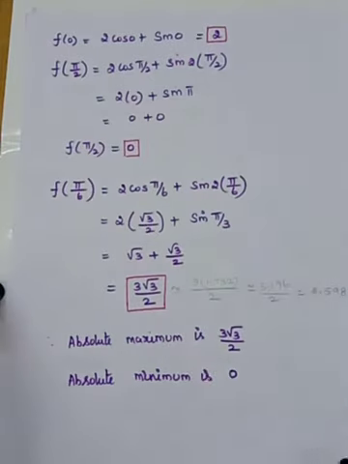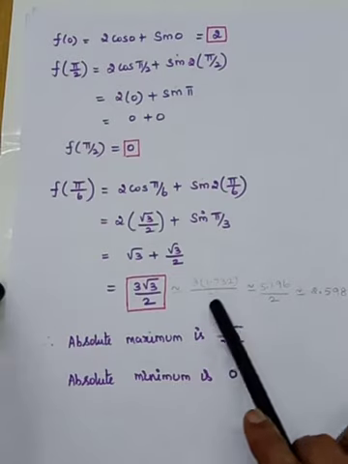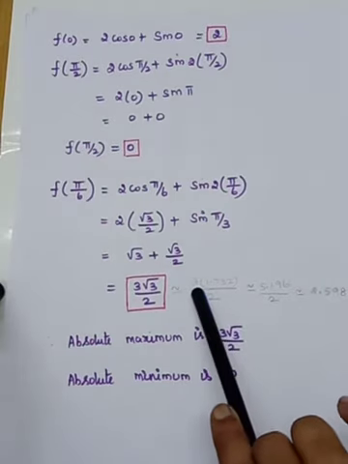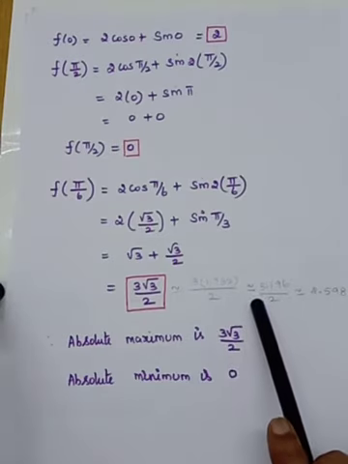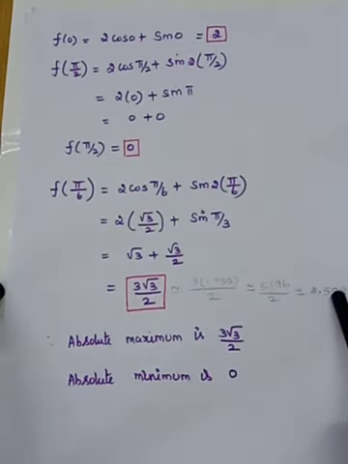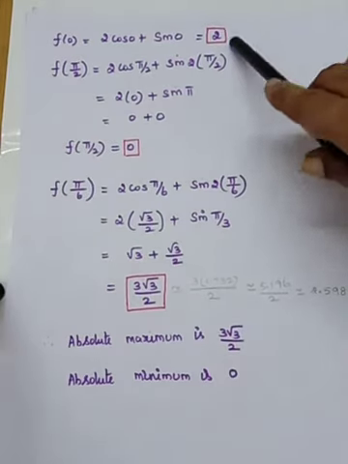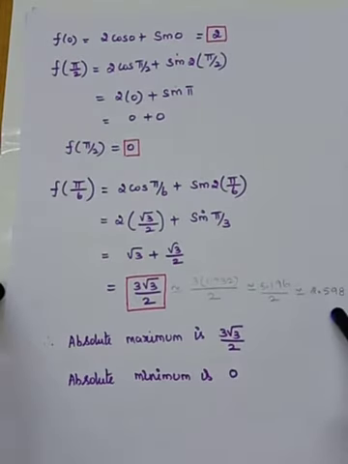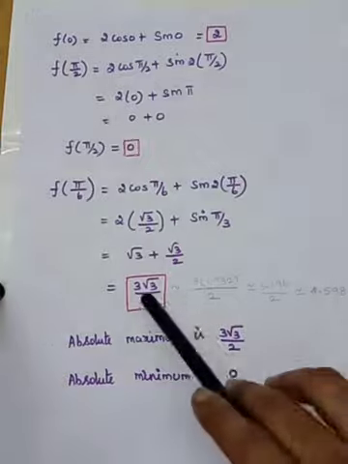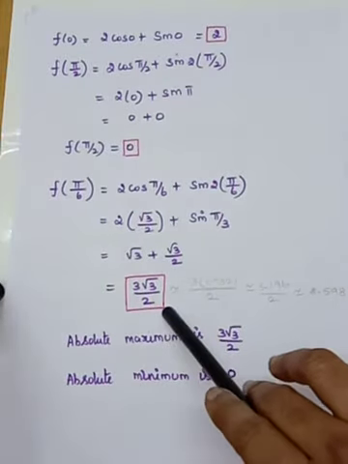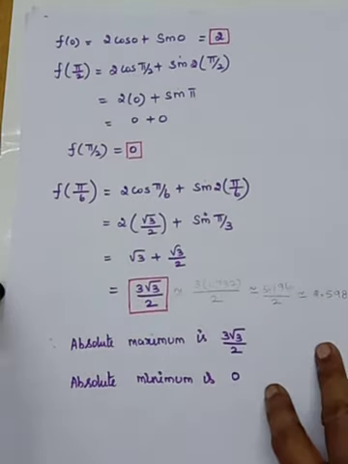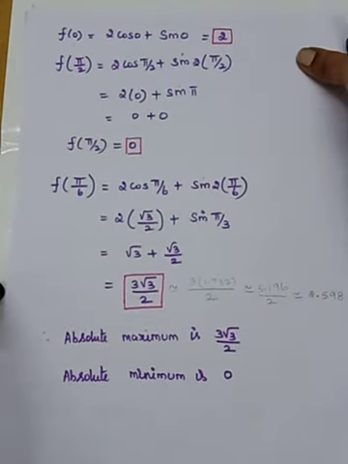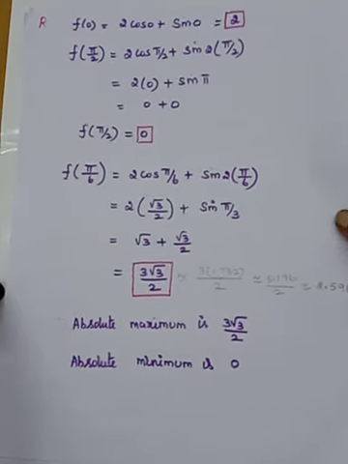So, we have to find out among these values which is the greatest one. For that, I have done the calculation. You see that 3 into root 3, which is 1.732, divided by 2 is approximately 2.598. Here you are having 2 and here you are having 2.598. So, therefore, which is the maximum value? This is the maximum value, absolute maximum, and 0 is the absolute minimum. So, we have completed the problems in absolute maximum and minimum.